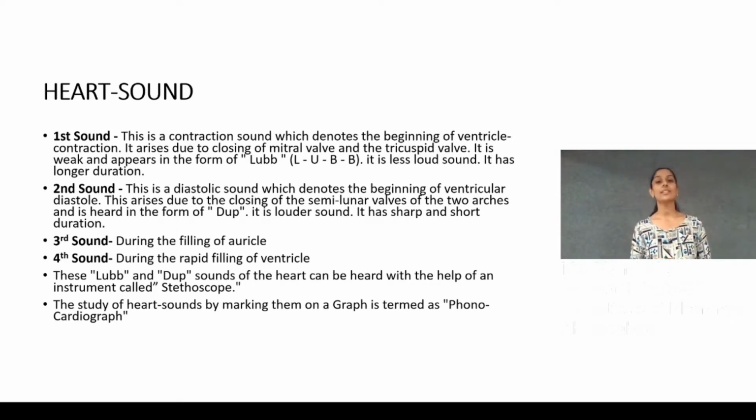The second sound is a diastolic sound which denotes the beginning of ventricular diastole. This arises due to closing of semilunar valves of the two arches and it is heard in the form of dup. It is a louder sound. It has sharp and shorter duration. The third sound is during filling of auricle, and the fourth sound is during the rapid filling of ventricle. These lup and dup sounds of the heart can be heard with the help of a stethoscope. The study of heart sounds by marking them on a graph is termed phonocardiography.